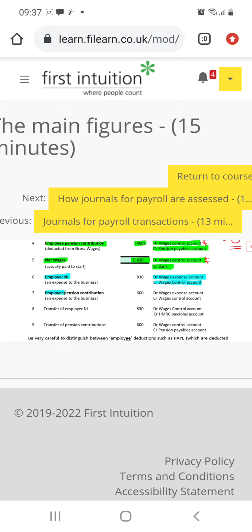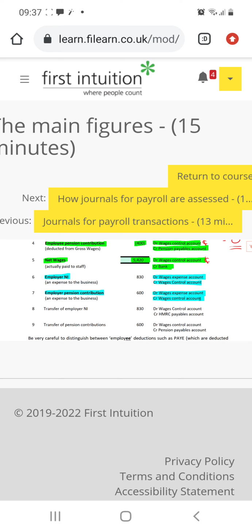And employer pension contributions. Well, again, as far as I'm concerned, that's like an extra cost of employing a member of staff. It's an expense to me as a business. So again, I will debit that wages expense account, because again it's an extra cost of employing someone, and credit the wages control account. Okay, so fine, it's where we put the other side. That's fine, but obviously sticking it in the wages control account isn't where ultimately it needs to be.